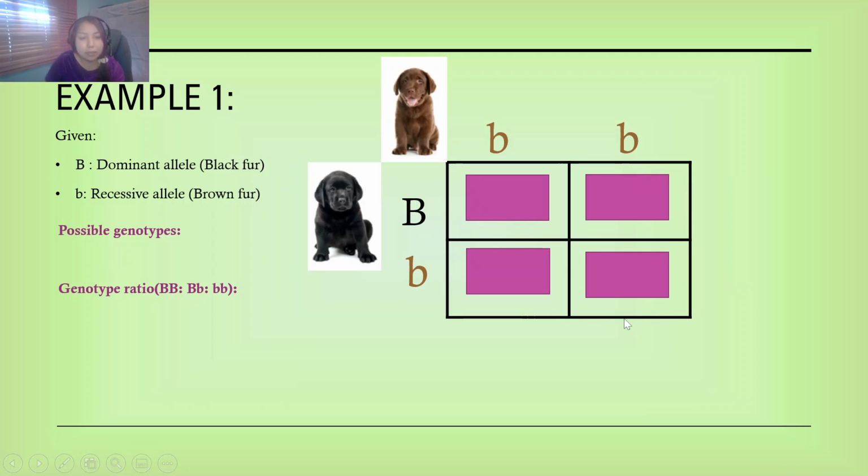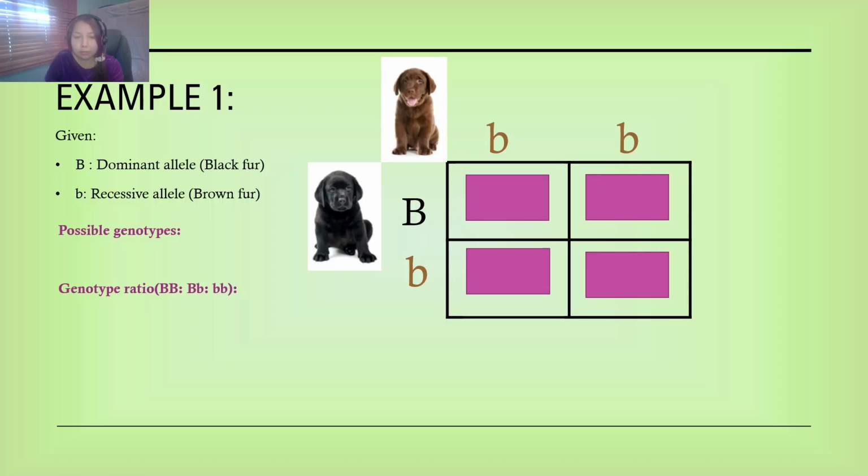Okay, first example. So we have a dominant allele for black fur and a recessive allele for brown fur. So we already know the genotypes of the parents. Please give the possible genotypes and the genotypic ratio in the order provided right there in your breakout rooms.